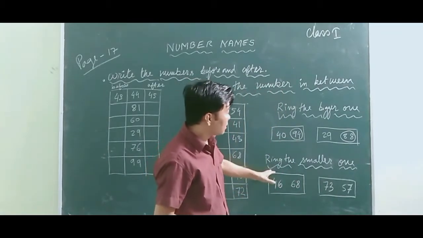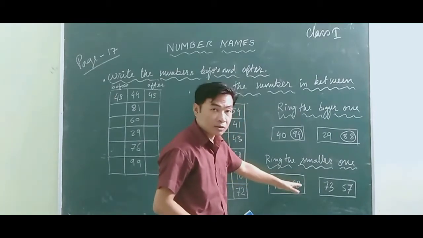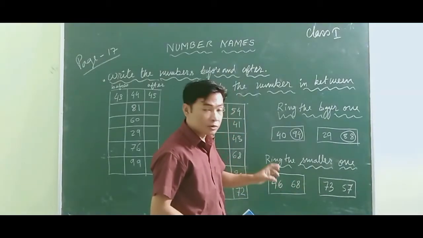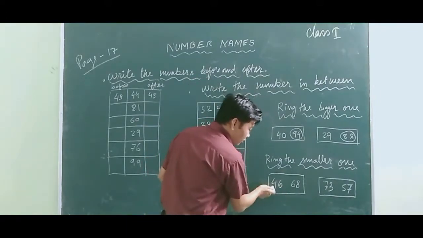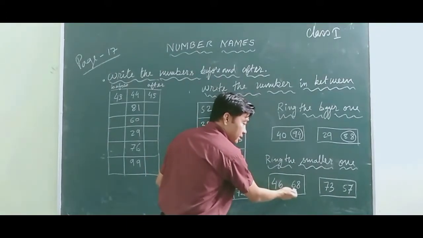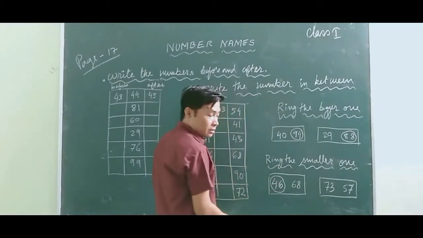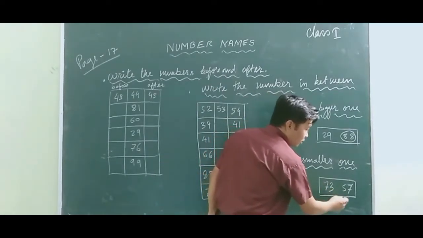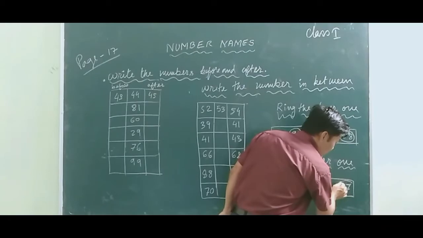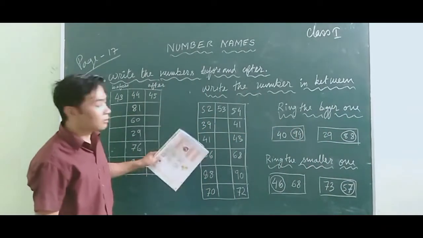And the next one is ring the smaller one. So 46 and 68. So between these two numbers, we have to select the small one, not the big one. So 46 is smaller than 68. So 46, circle like this. 73 and 57. So 57 is the smaller one. So we have to circle like this. So all are very easy.